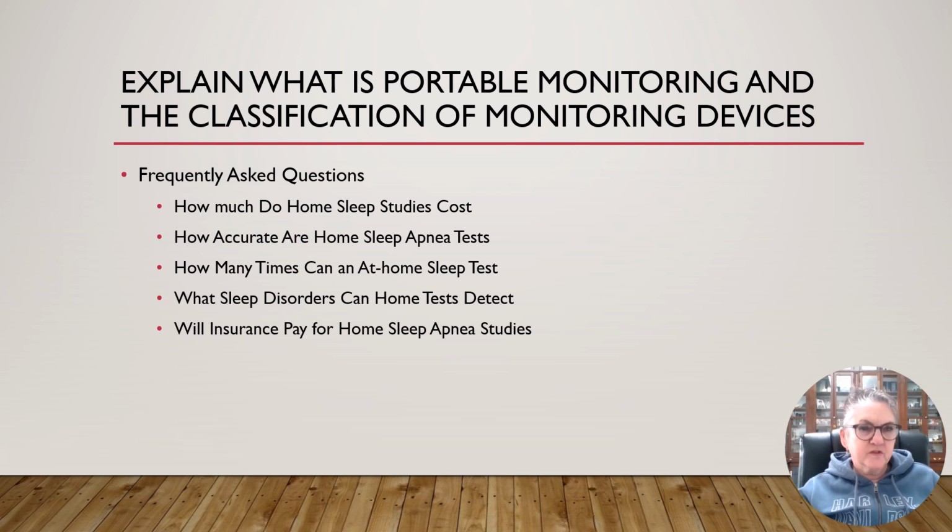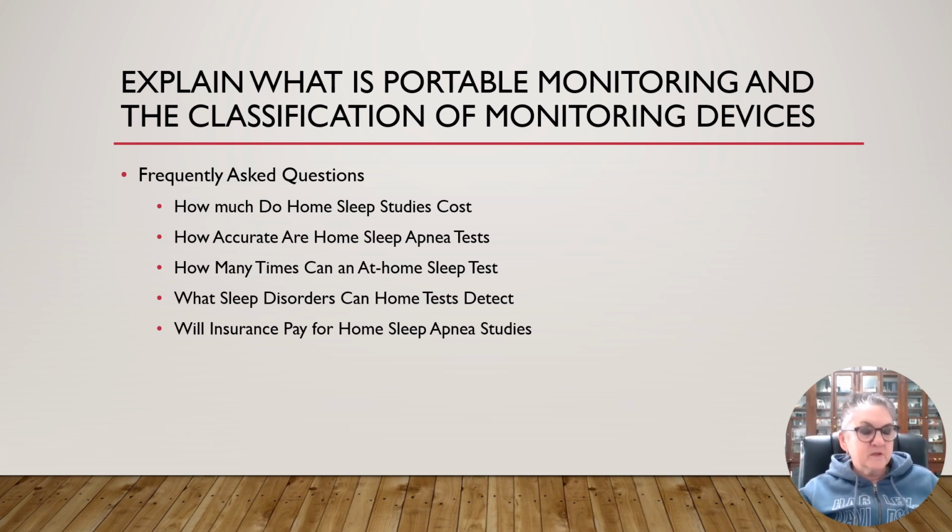Frequently asked questions about the portable monitoring systems or the at-home sleep studies. One includes, how much do home sleep studies cost? Across the United States, the cost ranges from $150 to $500, and often the health insurance covers some or all of the cost. You may have to pay the deductible if you haven't met it.